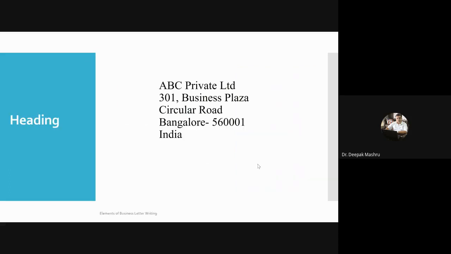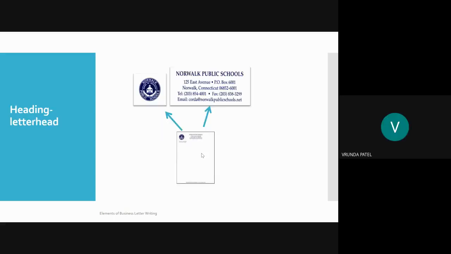What comes in the heading? In the heading, you need to write the name of the company and address. So you know address very well, right? Keval, Vrunda, if you have a question or query, you can ask me in between anytime, or anybody else. Yes, sir. Okay. Now, I talked about letterhead.